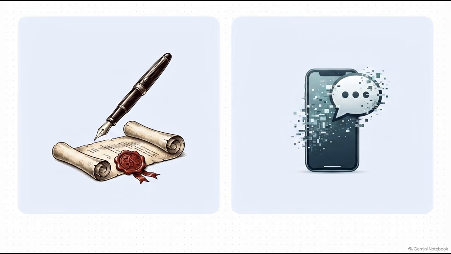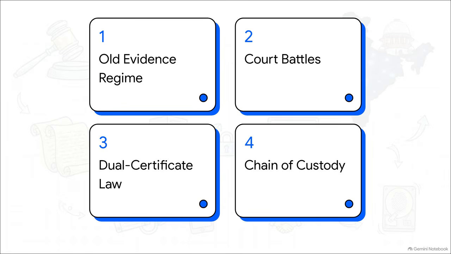Because of this, it can be duplicated, forwarded, or completely modified without leaving a visible smudge or an erasure mark behind. This fundamental difference meant we desperately needed a completely new legal framework to ensure that what's presented in court is actually the truth. So here's our roadmap for today.